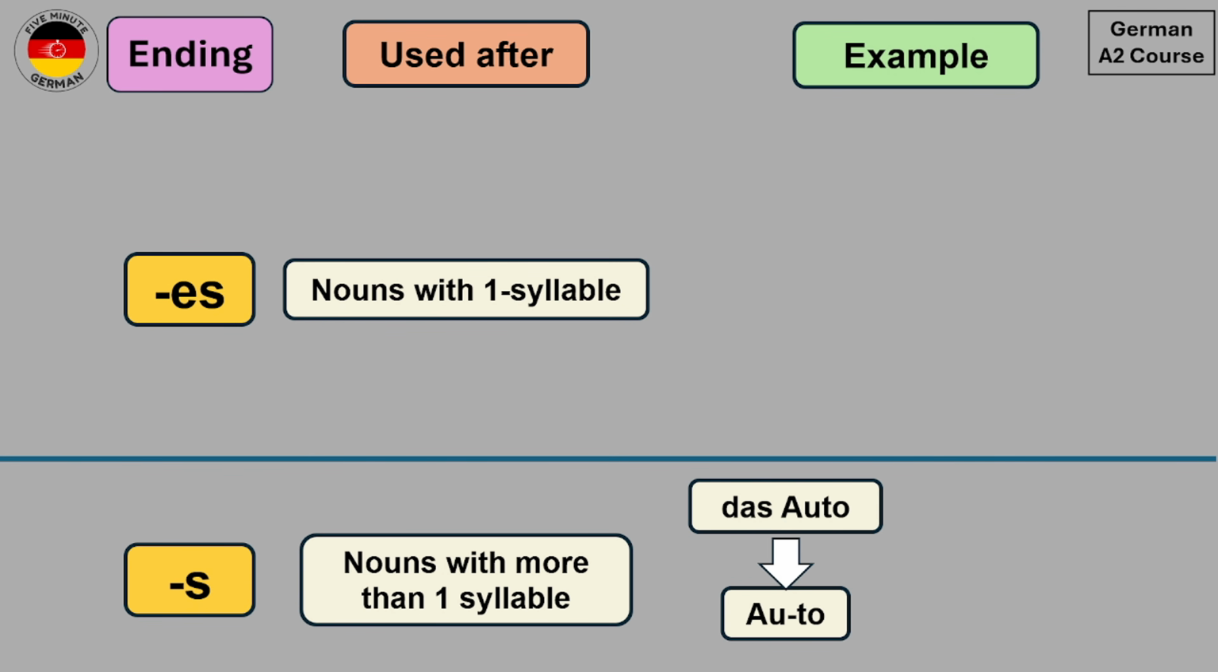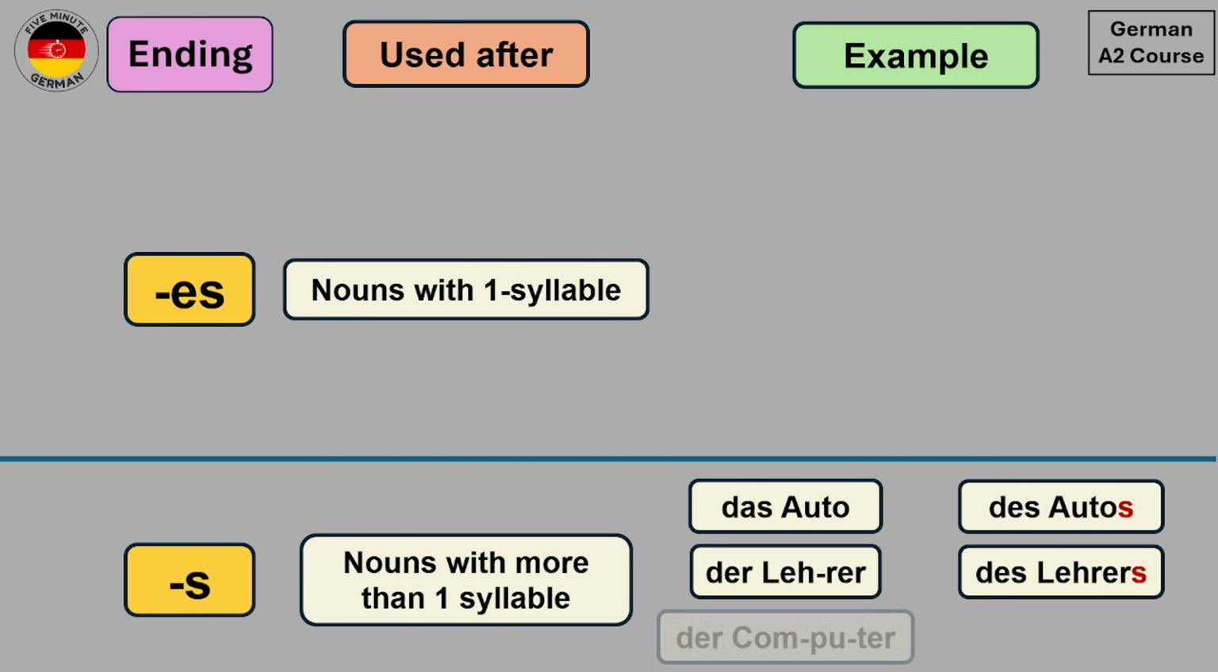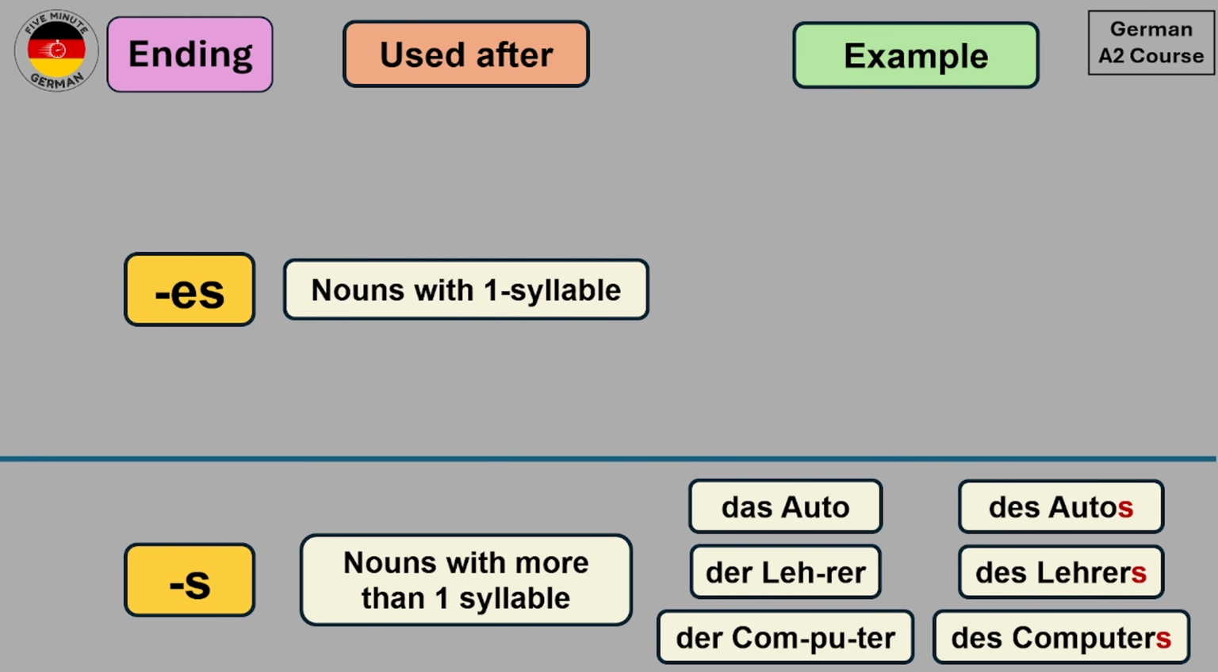And when it is used in genitive, it will have the ending s, so it will be des Autos. Similarly, the word Lehrer is also a noun which is composed of two syllables, which are le and rer. So this will also have the ending s, so it will be des Lehrers. Now let me give you an example of a noun which has three syllables. So this noun is der Computer. So you see we pronounce it in three parts. And this will also have the ending s, so it will be des Computers. So these were examples of nouns with more than one syllable.